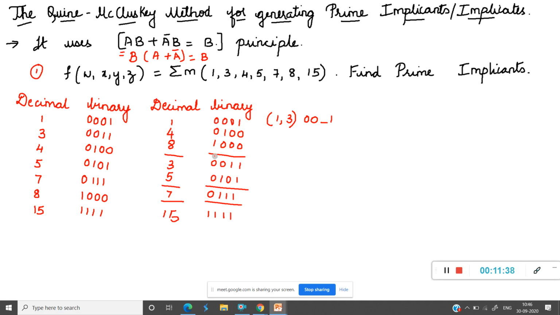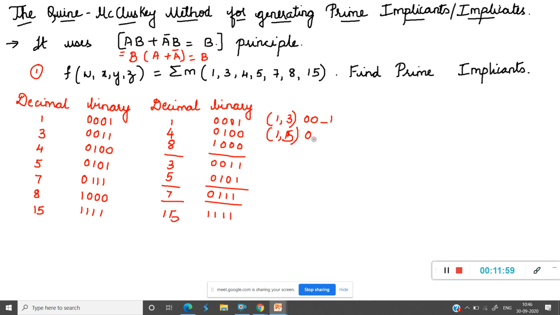See students, here it is 0, here it is 0, here it is 0, here it is 1. Second bit difference is there. Third is same. Fourth is also same. Only second bit difference is there. So I can write it now like this, 1 comma 5. Okay, 1 comma 5. So it is like this.